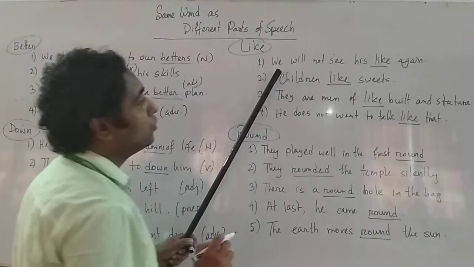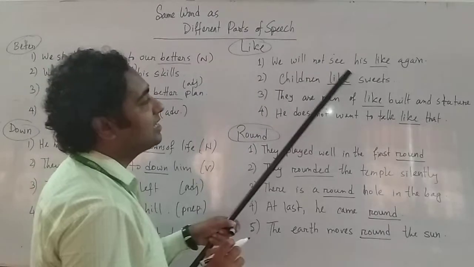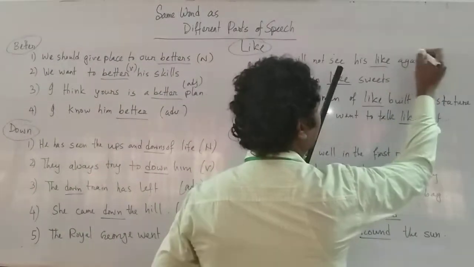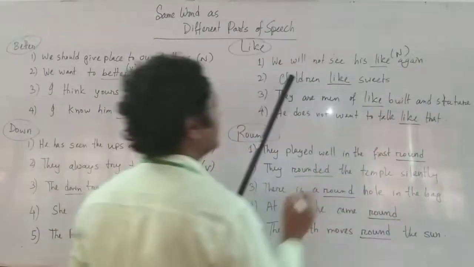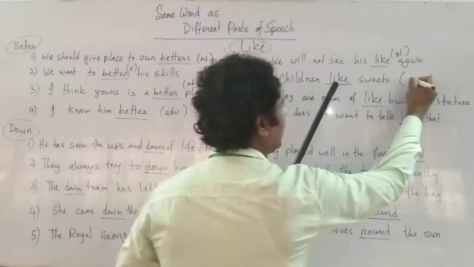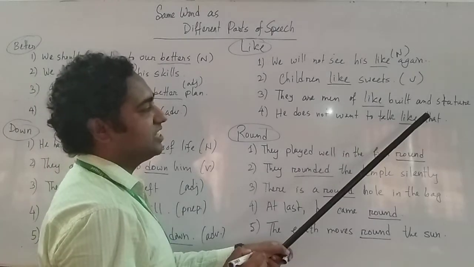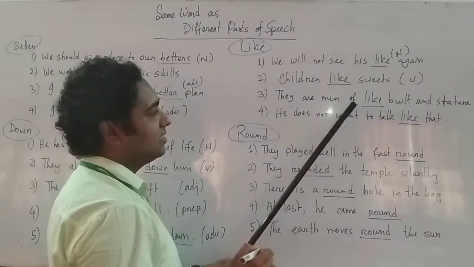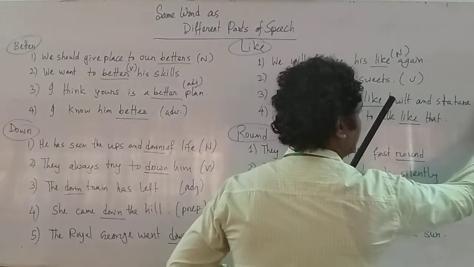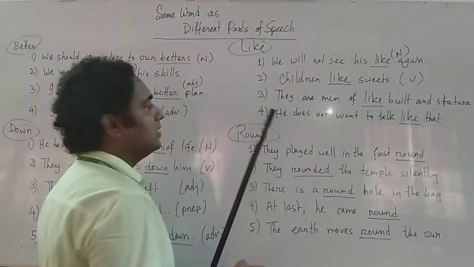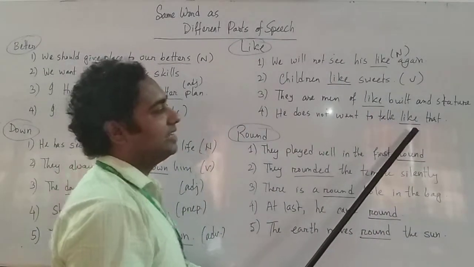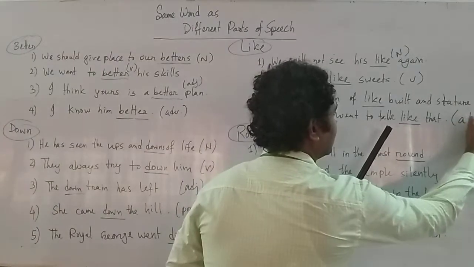Now coming to this side. Why? We will not see his like again. So this is noun. Children like sweets. This is verb. They are men of like build and stature. So this like is adjective. It means similar. He does not want to talk like that. This is adverb.